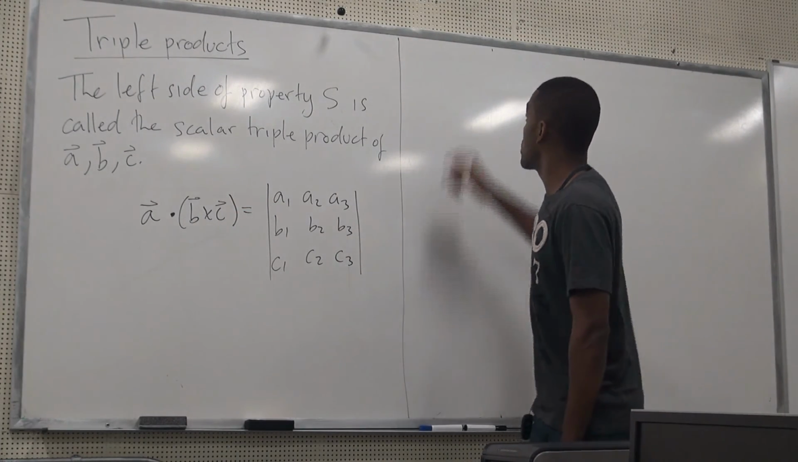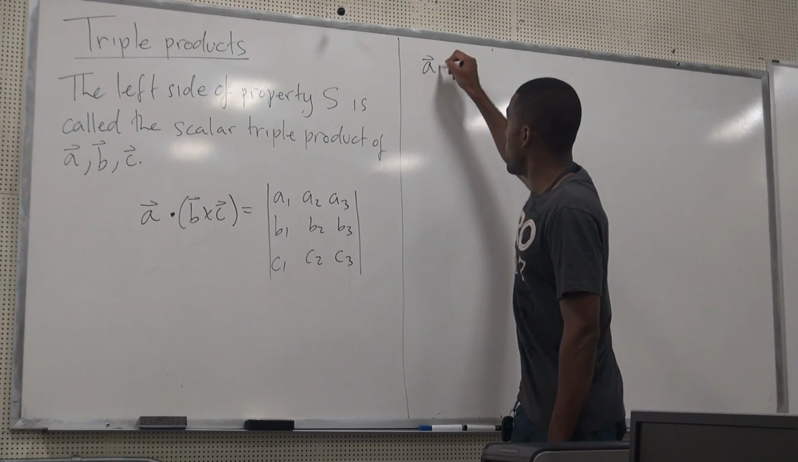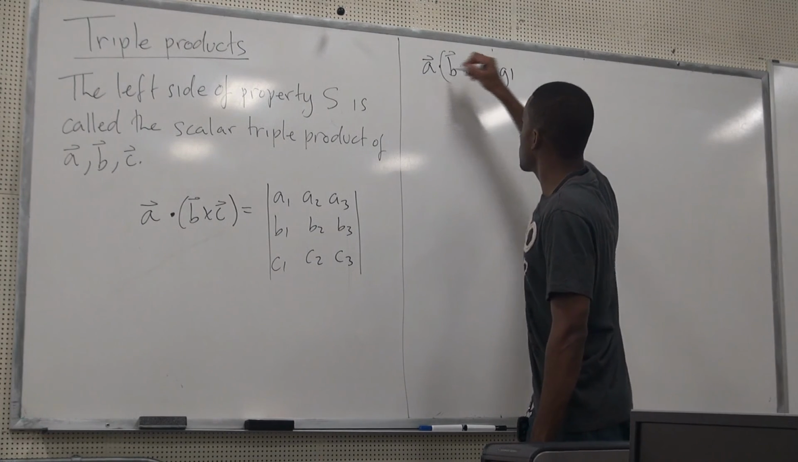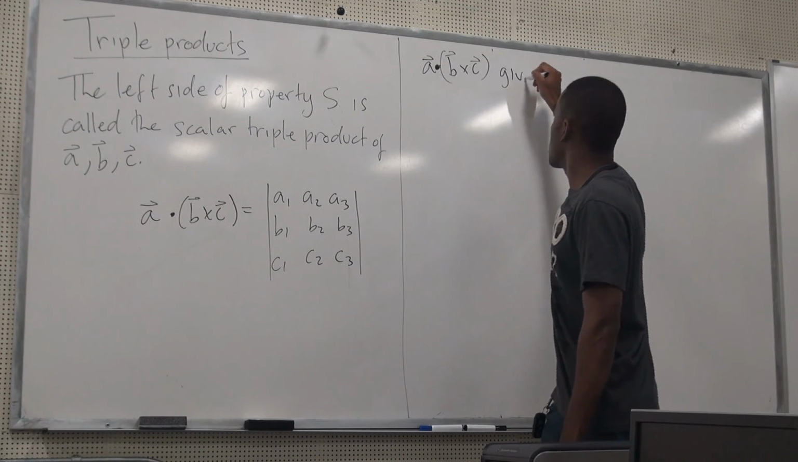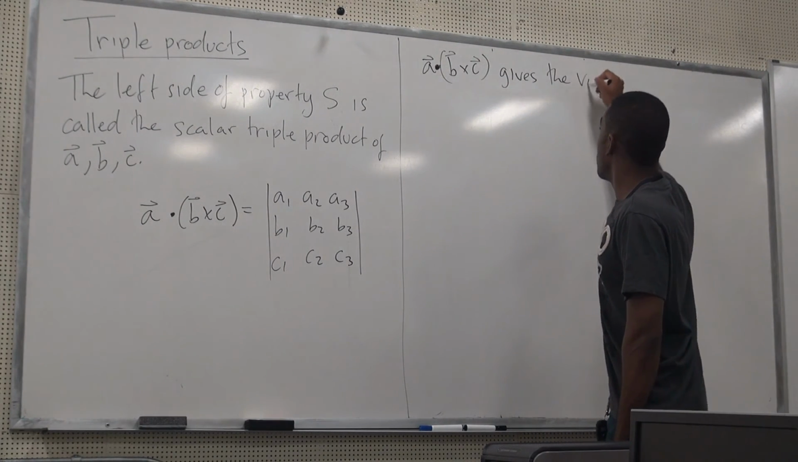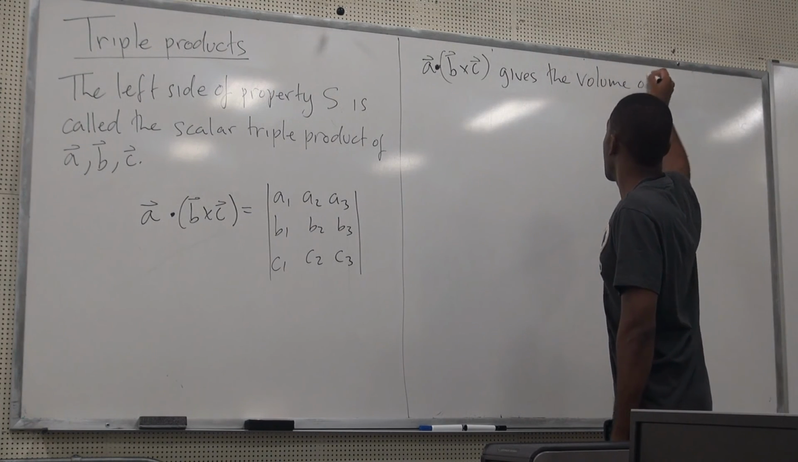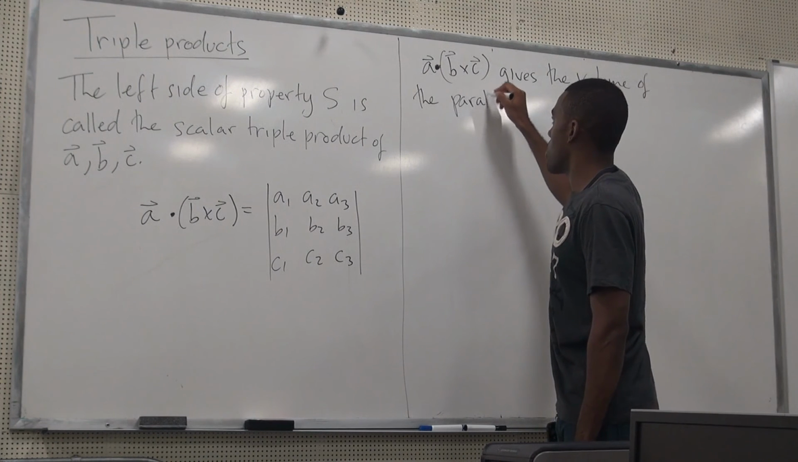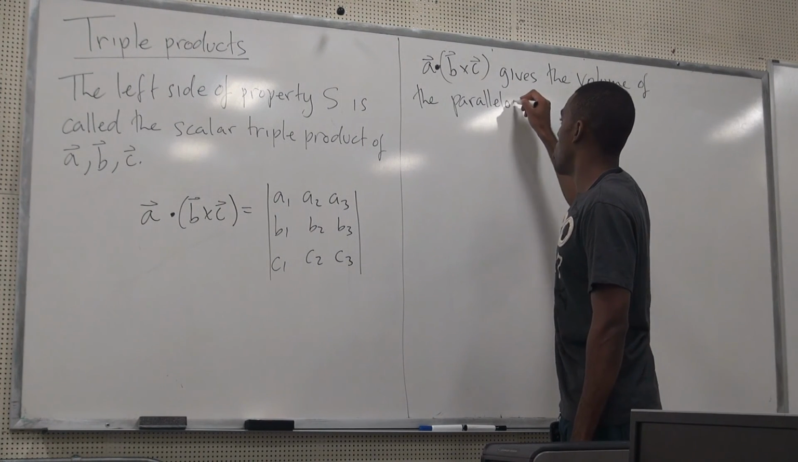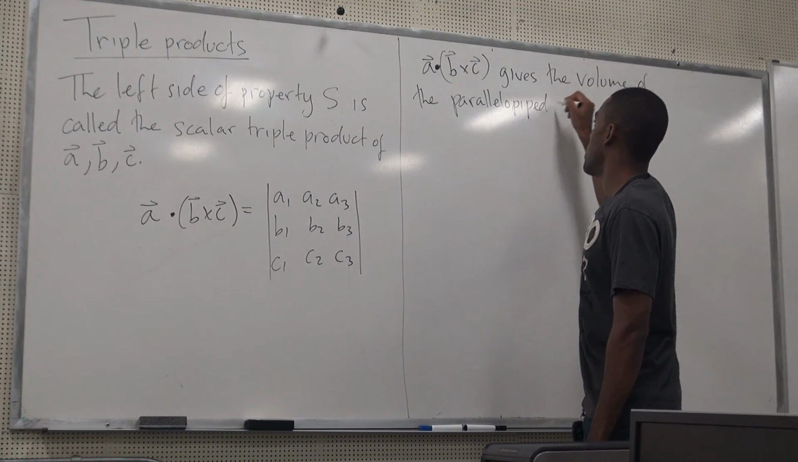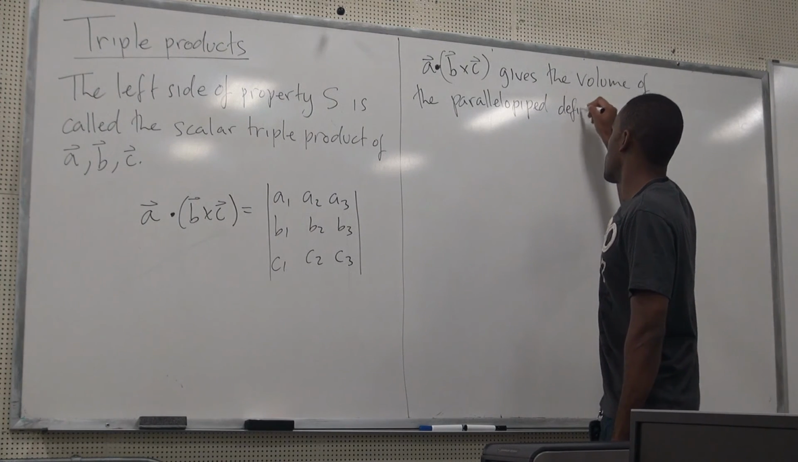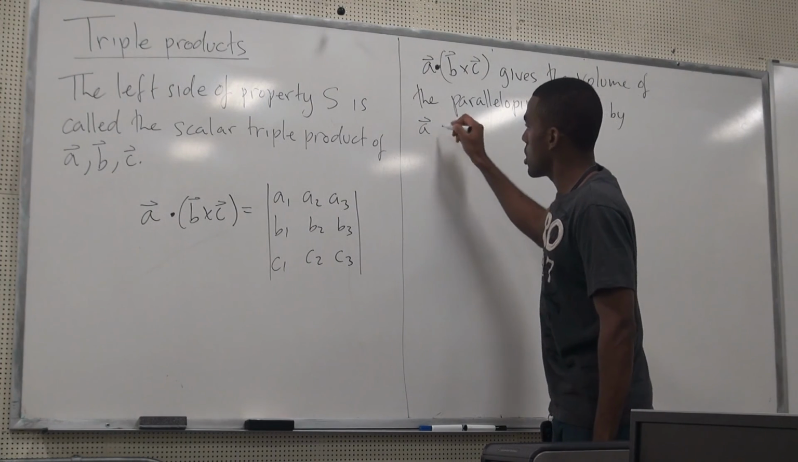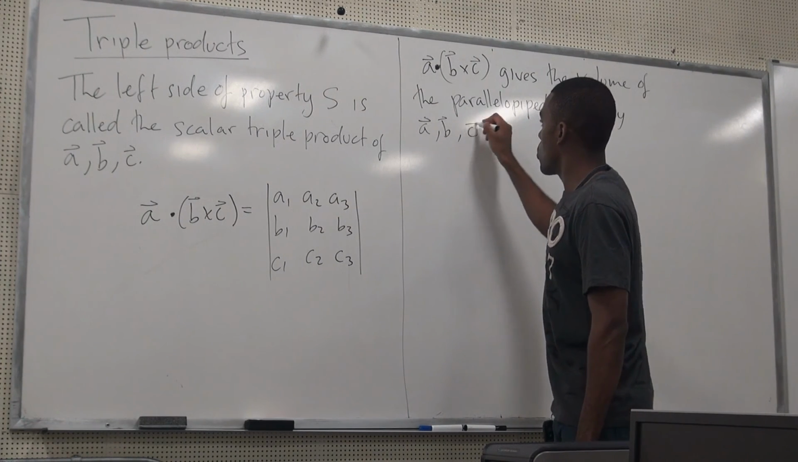What this is, A dot B cross C gives the volume of V. It's called a parallelepiped, defined by A, B, C. What do I mean by that?